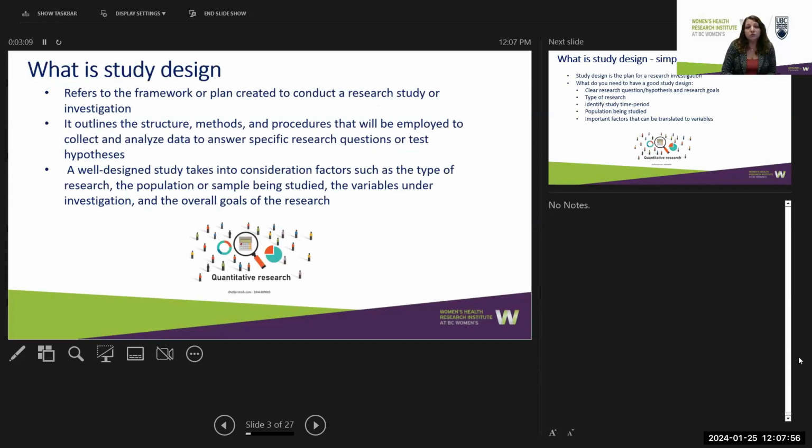What is study design? Basically, the classical definition of study design refers to the framework or plan created to conduct a research study or investigation. It outlines the structure, method, and procedures that will be employed to collect and analyze data to answer our specific question and test our hypothesis. A well-designed study takes into consideration factors such as the type of research, the population or sample being studied, the variables we are going to use, and the major goals of our research.